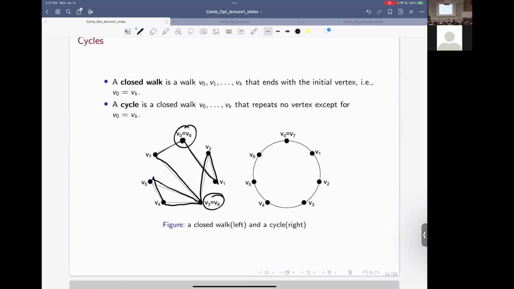But the second example is a cycle. So you start from the top vertex and you just go to neighbors in a clockwise fashion, and you go back to the top vertex again. So this is called a cycle.